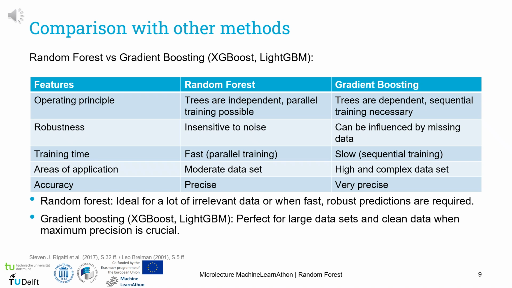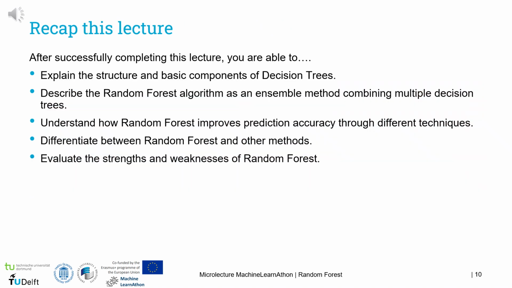So that's the comparison with the other methods. Now you should be able to understand how a decision tree and, more specifically, a random forest works. And you should understand how a random forest generates accurate predictions or classifications. You should know the strengths and weaknesses of a random forest compared to other methods, especially XGBoost and LightGBM.